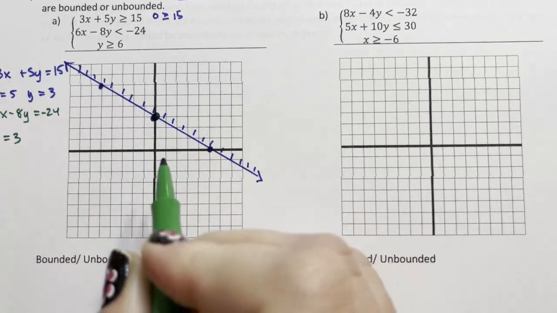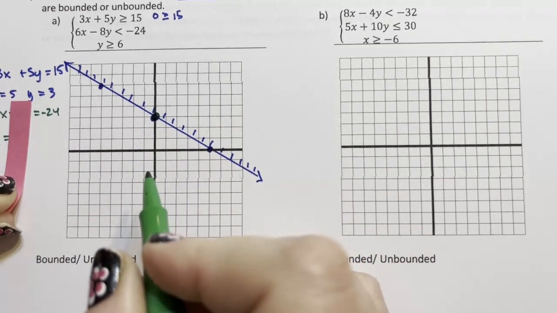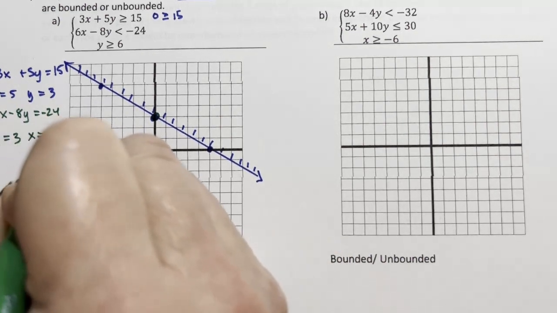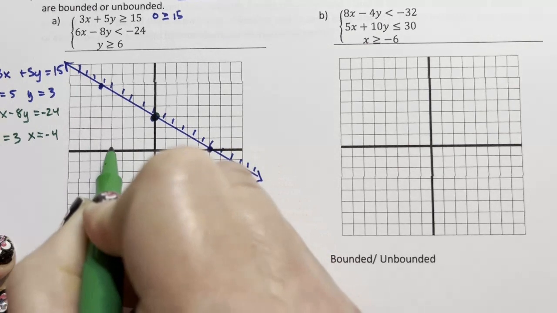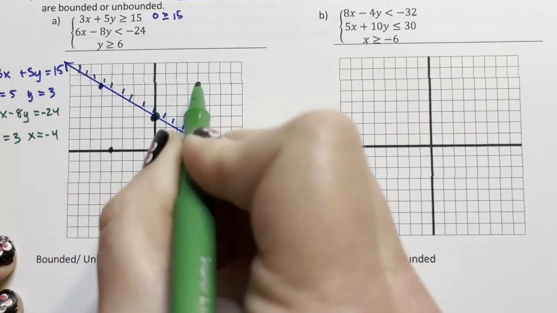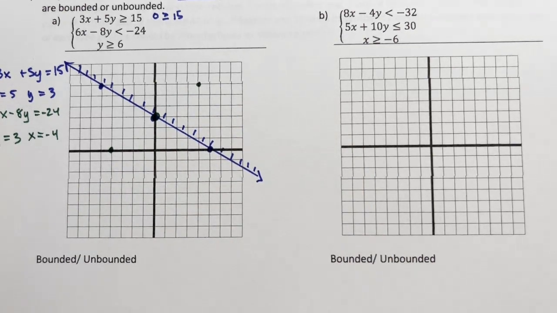Hey, that's the same point. And if I cover up the negative 8y, I have 6x equals negative 24. If I divide by 6, I have x equals negative 4. X equals negative 4. 1, 2, 3, 4. Now I have a couple of points there.